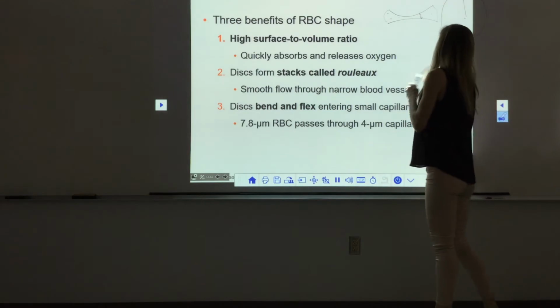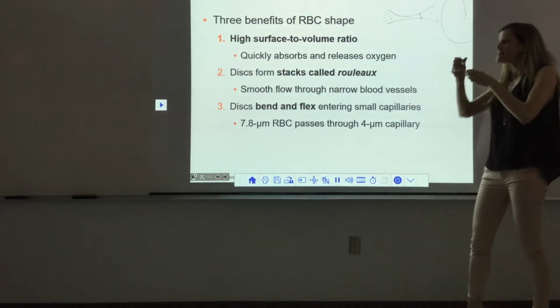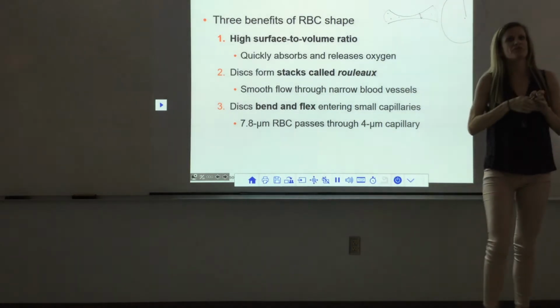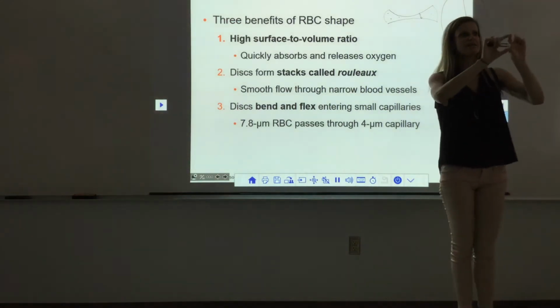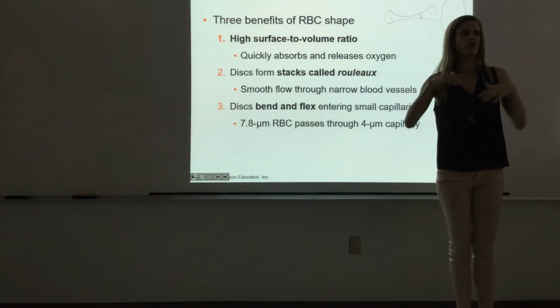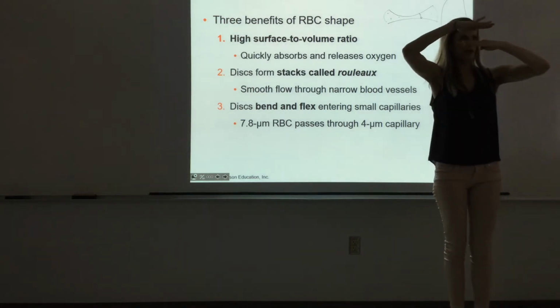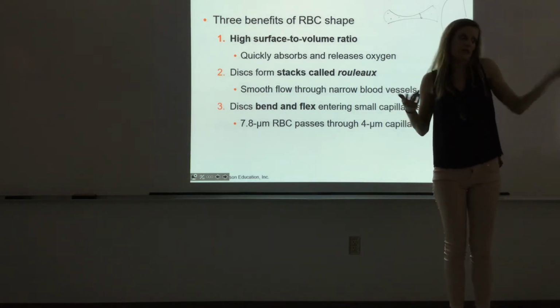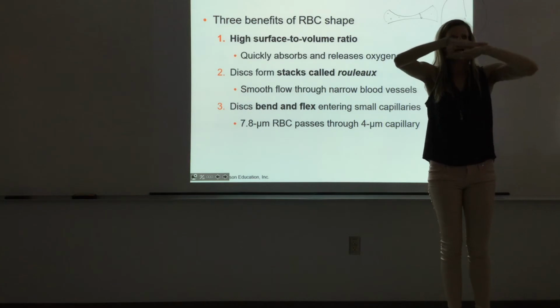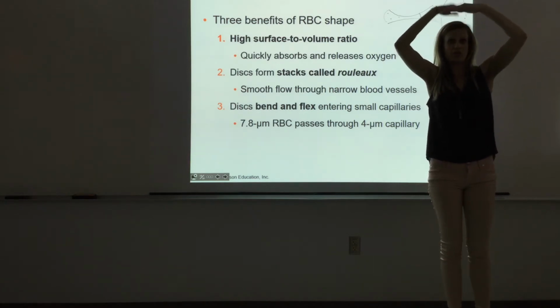The disc is also beneficial because the discs allow the red blood cells to form these nice little stacks that we call rouleaux. They're disc shaped, so the top and bottom is flat. Right? So think like a dinner plate, or like I said before, a donut. You can stack them nicely, one on top of each other, right? And they form these nice, even little stacks.